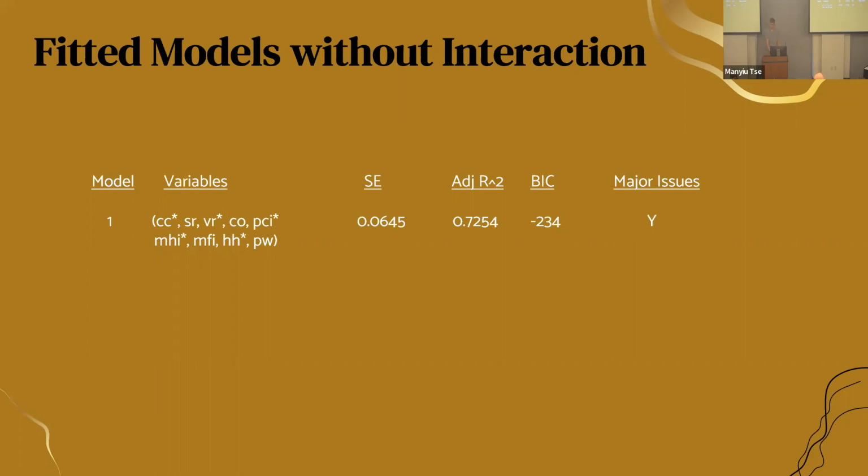And then there were major issues because those asterisks next to them mean that those were insignificant variables. So we needed to take those out for various reasons because they didn't fit the methodology we wanted to see from the model. So we took out those insignificant variables, and we got it down to 4 different variables. We had SR, CO, MFI, and PW, which is support ratio, civic organizations, median family income, and percent white. And those were considered significant by our studio.